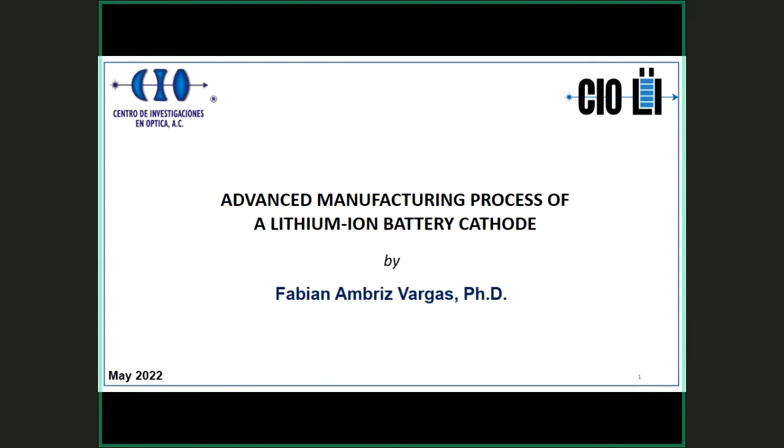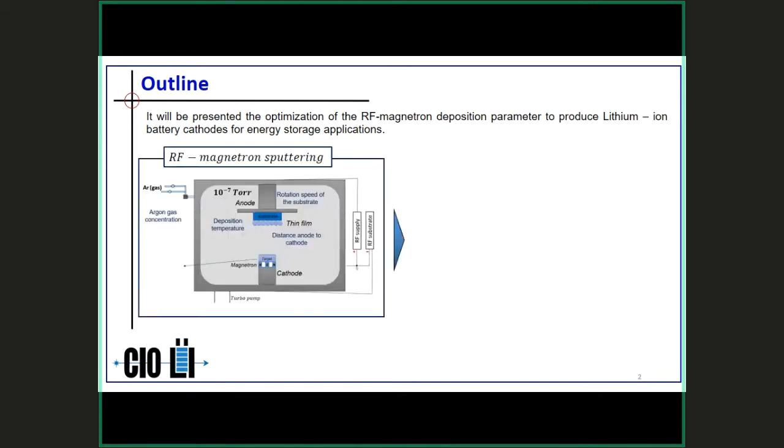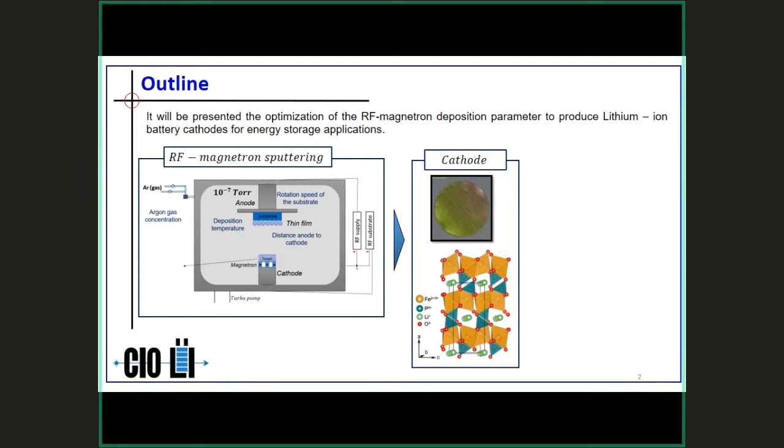So, first I would like to say thanks to everybody for attending this presentation. Thanks for accepting me to participate in this seminar. The talk of today is advanced manufacturing process of a lithium ion battery cathode. This is the title of this presentation. As an outline, in this presentation, it will be discussed the optimization of the radio frequency magnetron parameters in order to produce a cathode material. This is the essential component of a lithium ion battery.